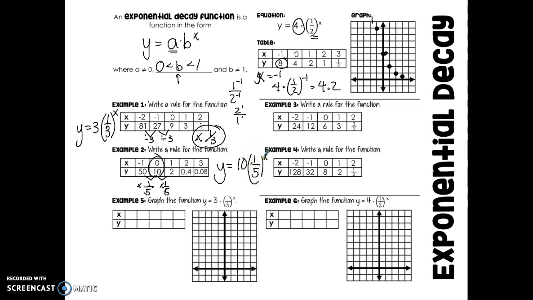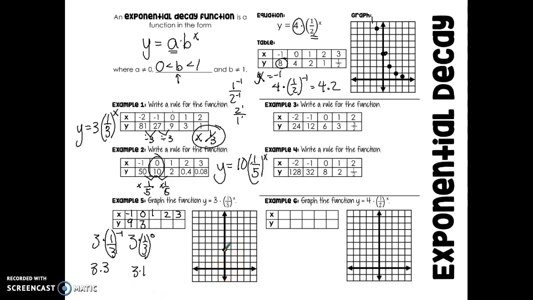Okay, let's look at graphing one of these functions. When you graph them, you should always pick around the origin. So I'm going to choose negative 1, 0, 1, 2, and 3. 3 times 1/3 to the power of negative 1. It is only the 1/3 that is the base. That means I'm going to get 3 times 3 because the reciprocal will make this positive. Then 3 times 1/3 to the power of 0, anything to the power of 0 is 1. So when x is equal to 0, y is 3.